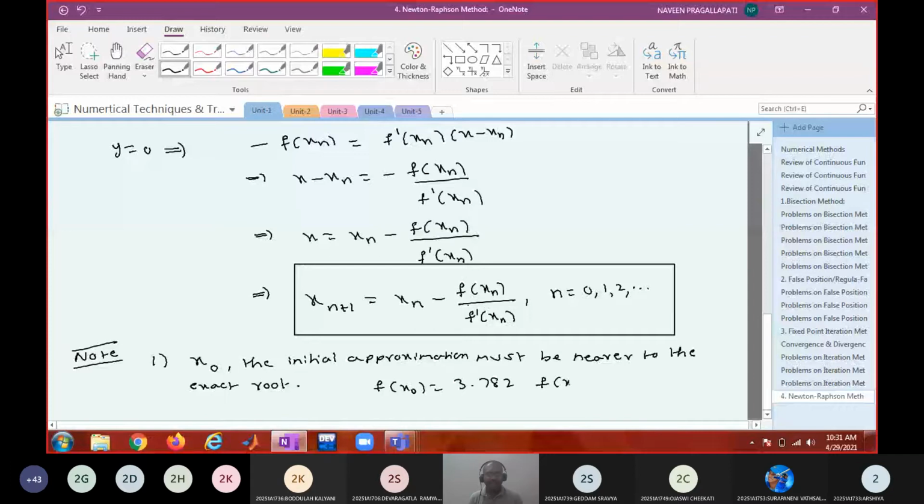Or f of x naught is 0.6782. Okay, in between these two cases, in which case do you say x naught is nearer to C? Between these two?